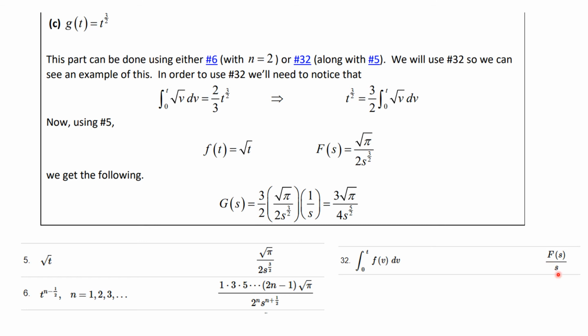over s. And so we know that this is going to be where f of t, which is the thing we're integrating here, is the square root of t, or square root of v, then F of s is this, and we know that the transform then is just going to be that divided by s yet again, and so what we're going to get is this. We have to multiply by the 3/2, and then we divide by s again, and that's what we get as an answer.